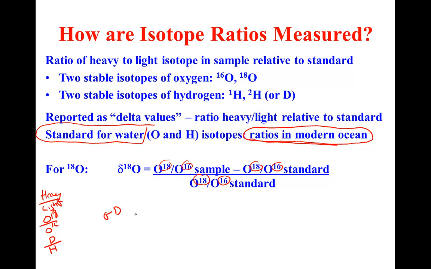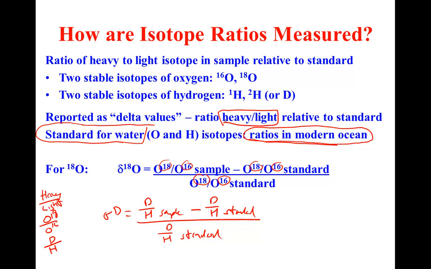Delta D, the heavy isotope, would simply be the ratio of heavy to light hydrogen in the sample minus the ratio of heavy to light hydrogen in the standard, divided by the ratio of heavy to light hydrogen in the standard. In other words, isotope measurements are reported as ratios of heavy to light in a sample relative to a standard. For hydrogen-oxygen isotopes, the standard is the modern isotope ratio in seawater. What is the current abundance of these isotopes in today's ocean?